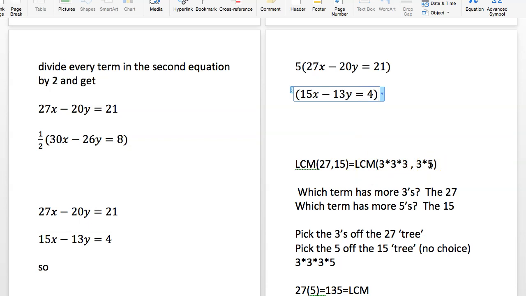Because let's look at 15 as a tree with fruit. It's got the prime number fruit. 5 times 3 is 15. But we know that the guy we want, the 135, is 3, 3, 3, 5. But 15 is just 3, 5. We need 2 more 3's. So we need 3 times 3, which is 9. We're missing 2 3's. So we need 9. And if you don't like that, you can just use your fingers and start counting.